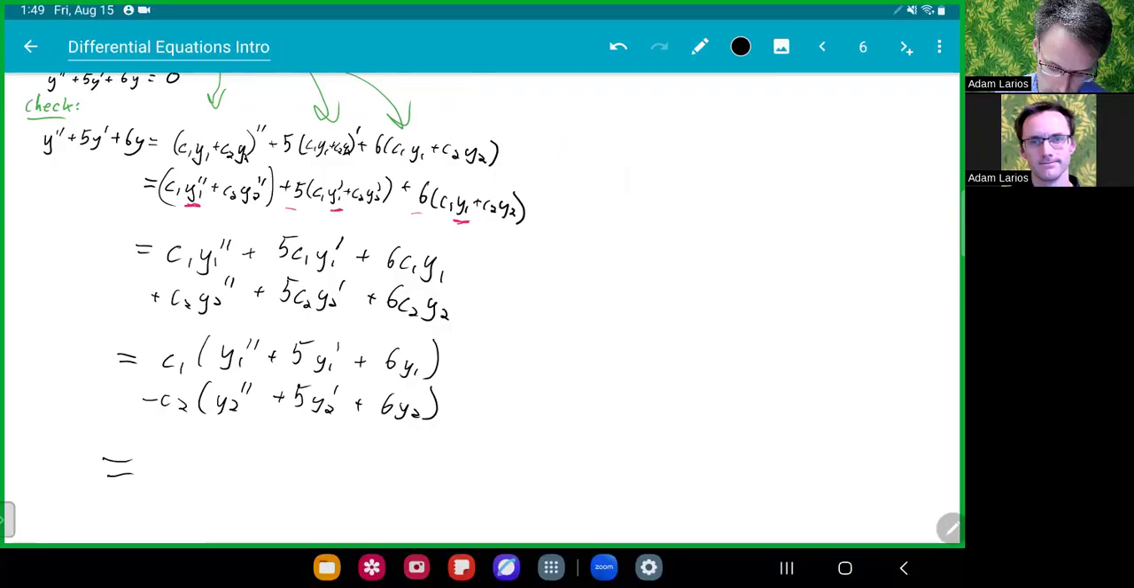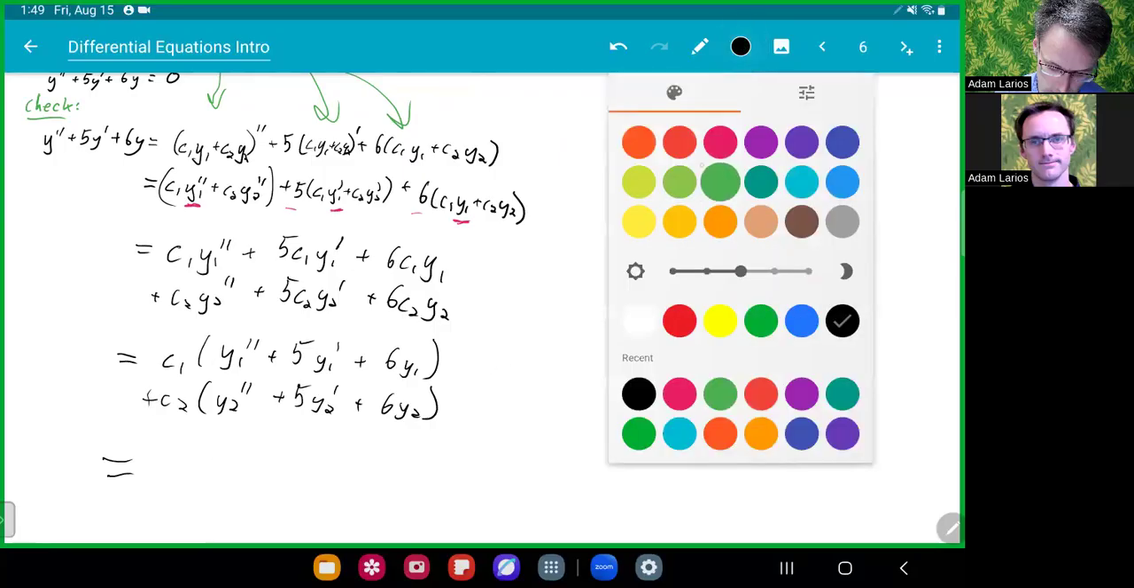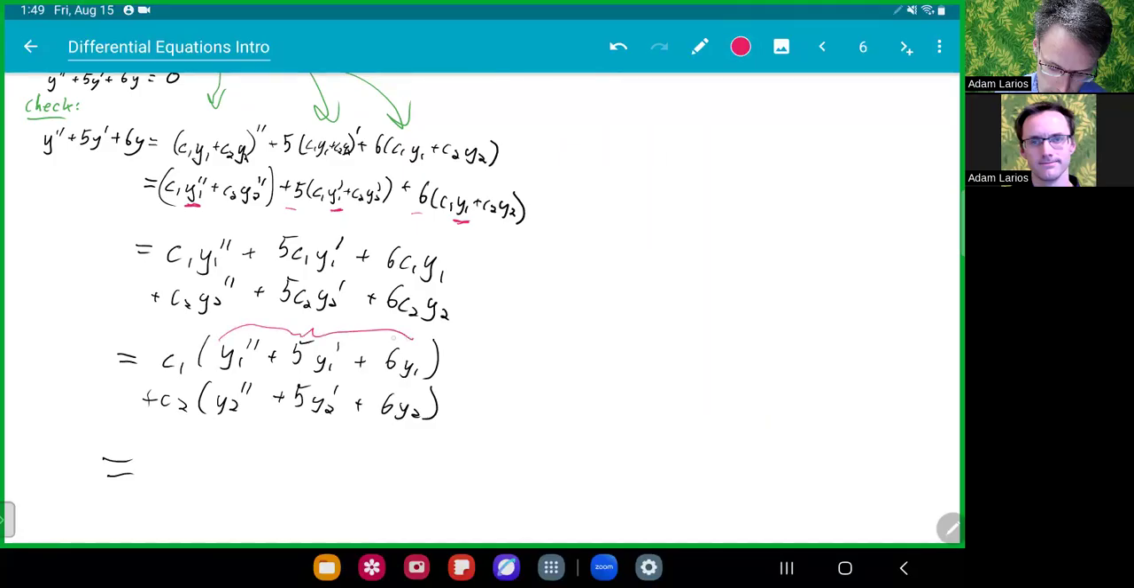But this first expression, we know, because y1 is a solution, is equal to 0.